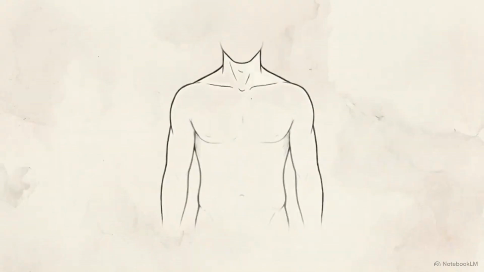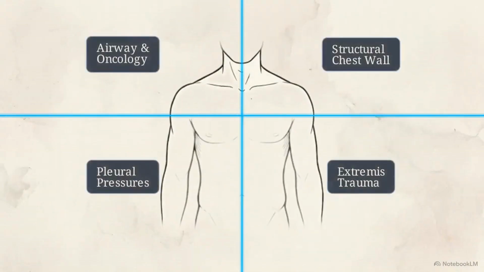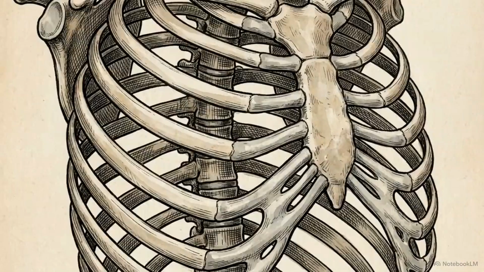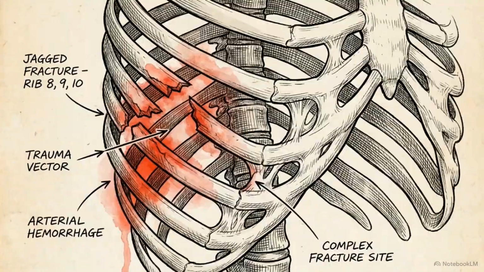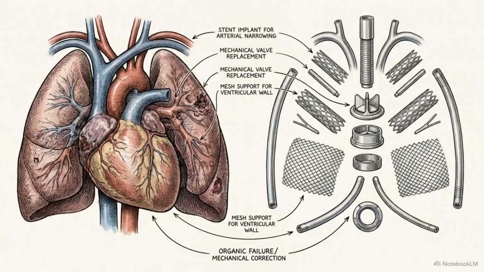To navigate this complexity, we divide the chest into 4 distinct clinical domains. These are the airway and oncology space, the pleural pressures, the structural chest wall, and extremist trauma protocols. Every surgical intervention in the chest relies on a single principle. You are applying mechanical corrections to physiological failures.